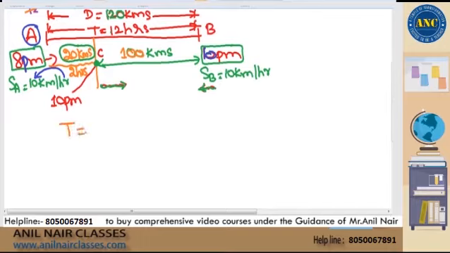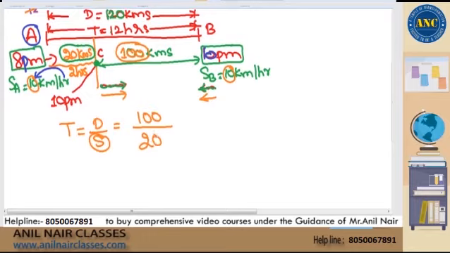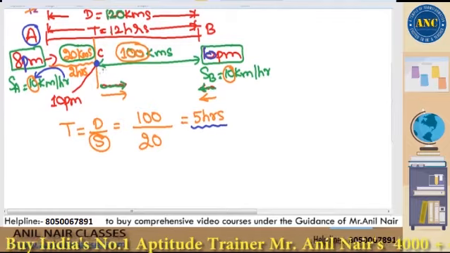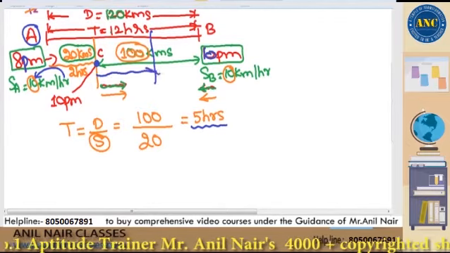That means time is nothing but distance by speed. Distance that both the trains need to travel is how much? 100 kilometers. Speed is nothing but, whenever two bodies are traveling in the opposite direction, speed is nothing but the addition of the speeds. So it is 10 plus 10. 10 plus 10 is 20. 100 by 20 is 5 hours. That means, can I say that from this point, both the trains will travel for 5 more hours, and then they will meet at some point, right?